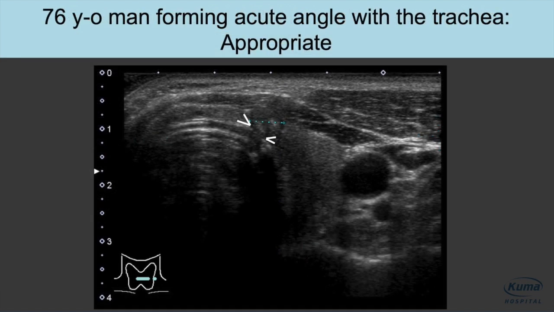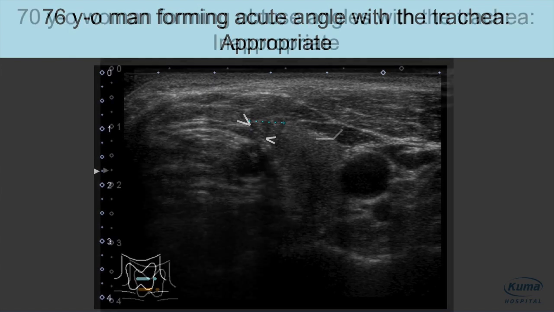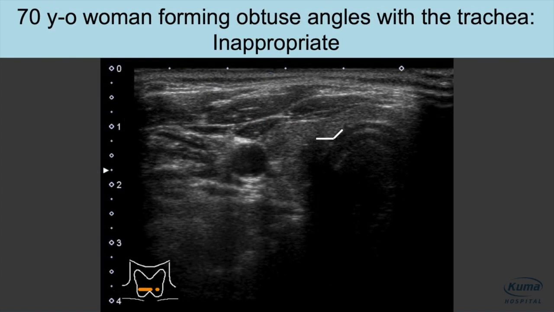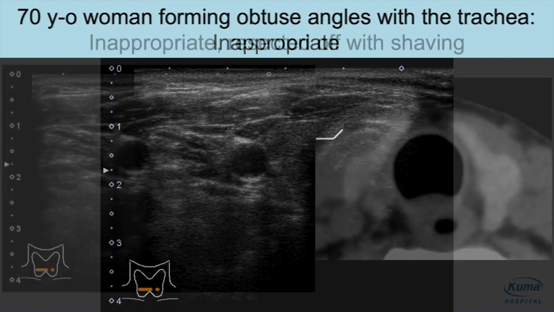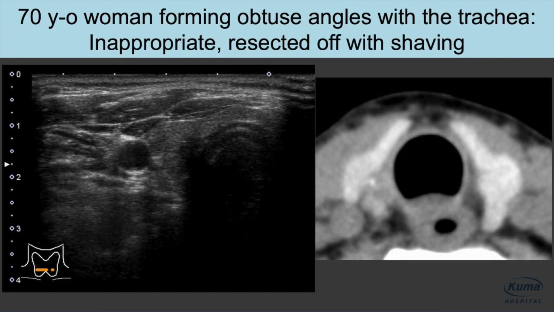This tumor is touching the trachea. The angles formed by the tumor and the trachea are acute, thus classified as appropriate. In this patient, the angle between the tumor and the trachea is obtuse. Dorsal portion is unclear. In such cases, a CT scan may provide more information. This is an inappropriate case, and surgery was performed. The tumor was shaved off the trachea.